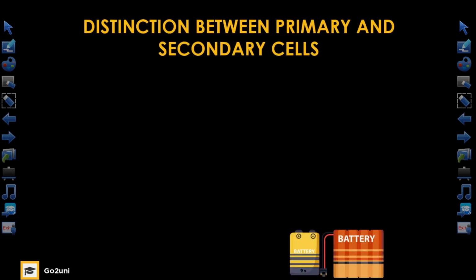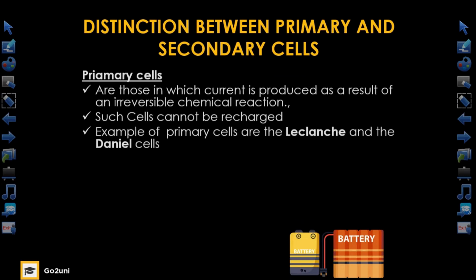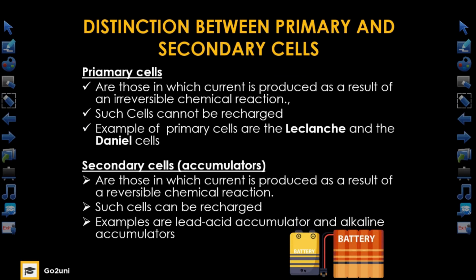Primary and secondary cells. When we talk about primary and secondary cells, they are cells of different functionality. Primary cells are simply cells that deliver current in one irreversible direction. That is to say, once their power is gone, they cannot be recharged. Examples of primary cells are the Daniell cell and the Electrochemical cell.